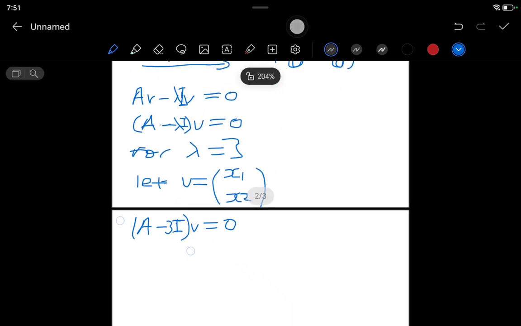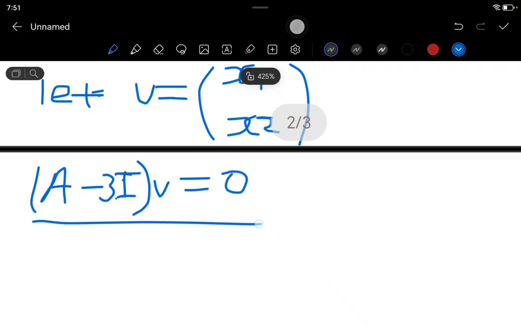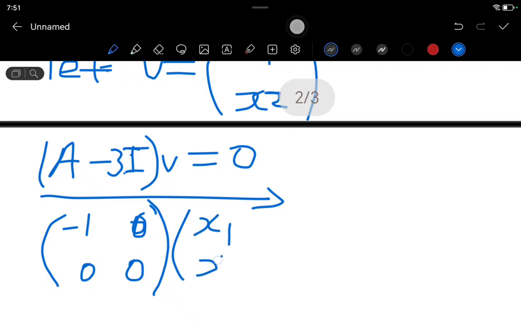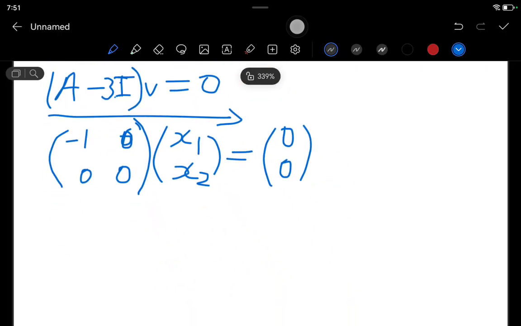Yeah, then we equate this to 0. Now we're going to use this formula always, right? We're just going to plug our lambda there and so on. So from here we can have minus 1 0 0 0. I've already calculated this. We found minus 1 0 0, and then this is x1 x2, this is 0 0. Then we solve for this system.